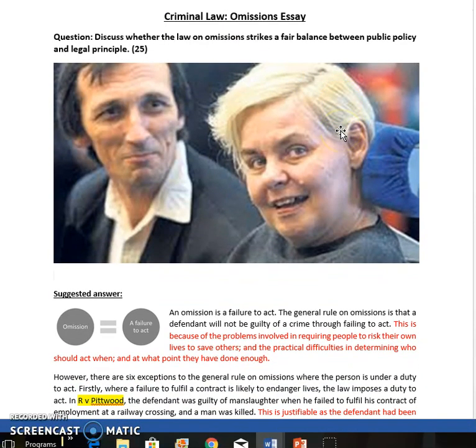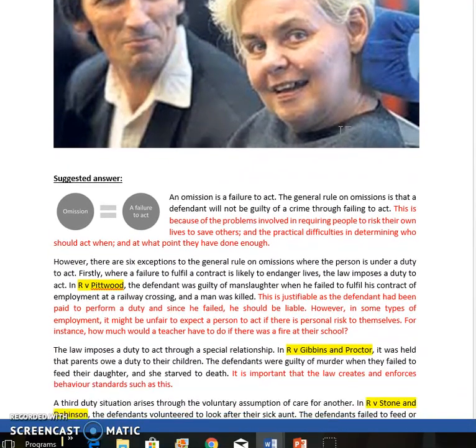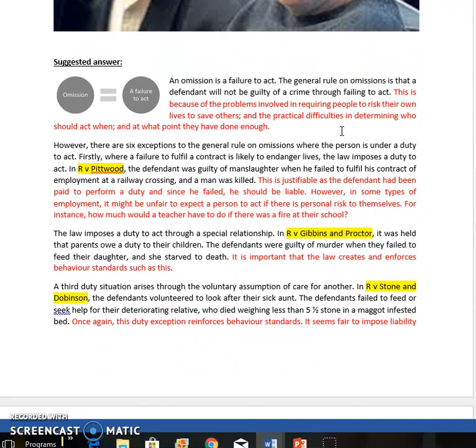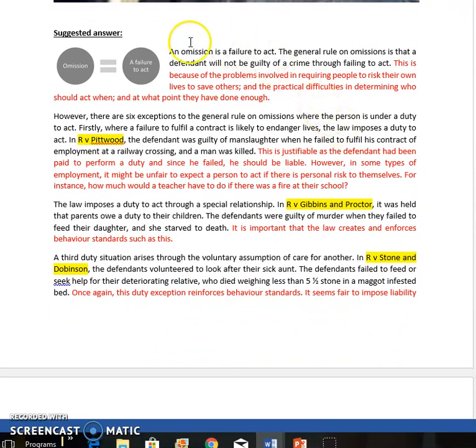So however your essay on omissions is phrased in the exam, you're always going to start off with an introduction. And my introduction is that an omission is a failure to act, and the general rule is that a defendant will not be guilty through failing to act.